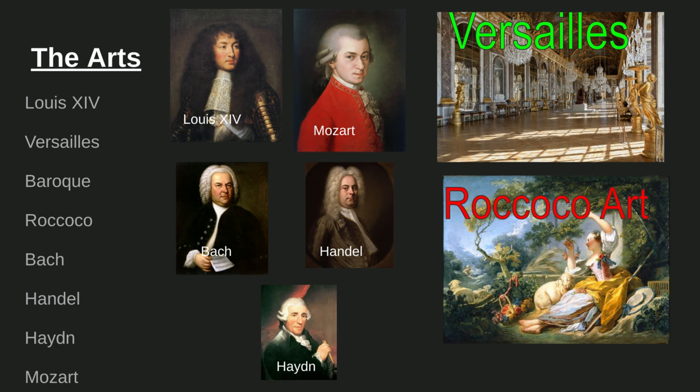And during the second half of the century, we're going to see two other guys come about, and that is going to be Franz Joseph Haydn, which you see pictured on the slide, and Wolfgang Amadeus Mozart. They would write music as well, and their music would be referred to as classical. So again, you had Bach and Handel who are going to write in the Baroque music style, and you're going to have Haydn and Amadeus Mozart who are going to write in the classical style.